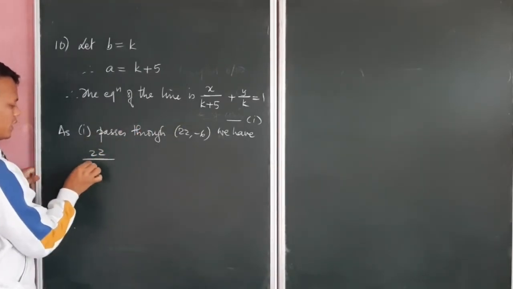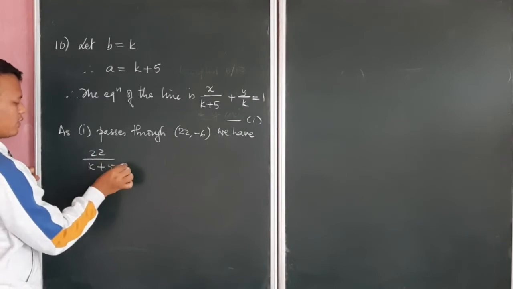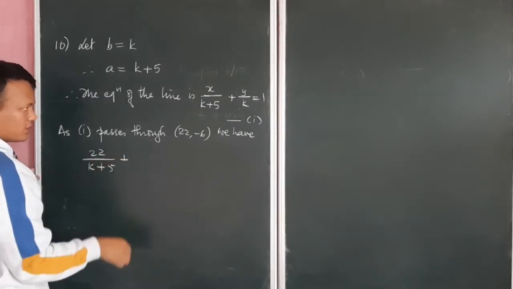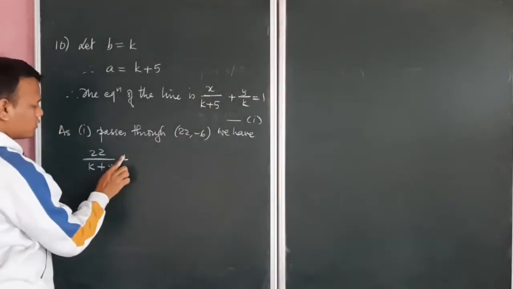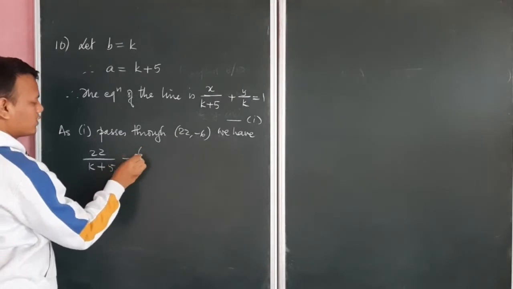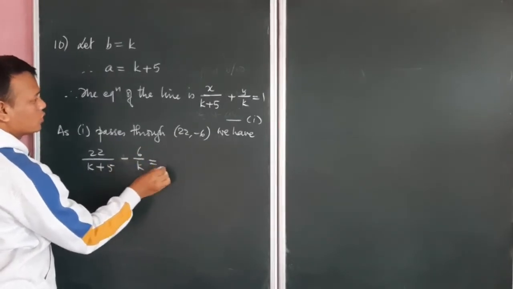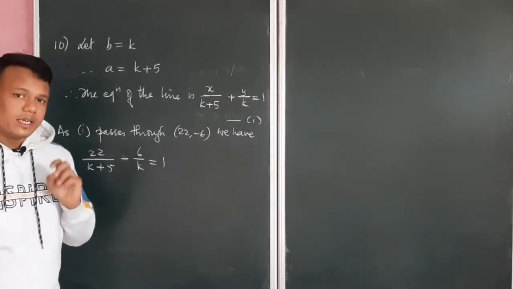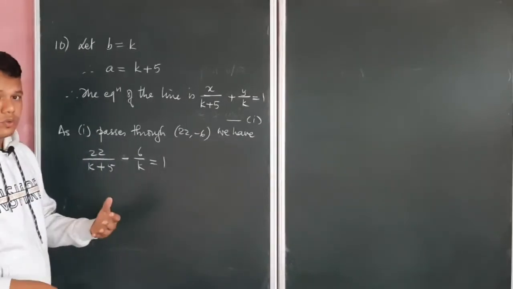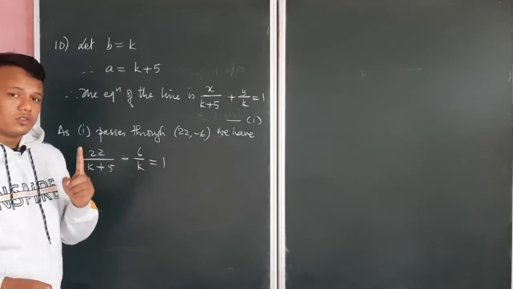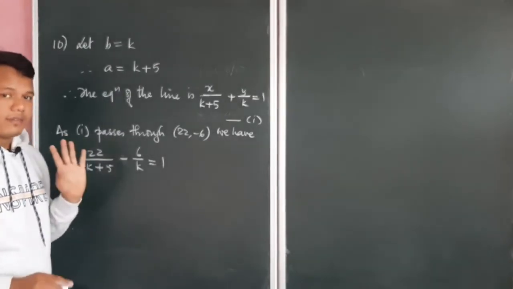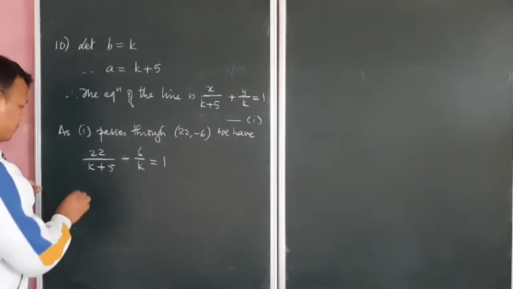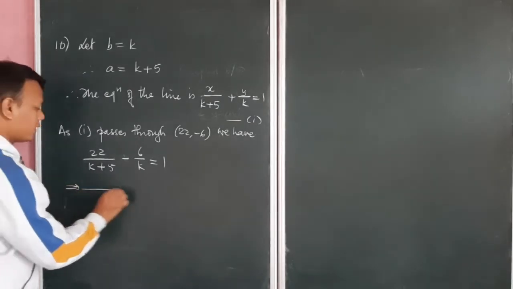22 by (k plus 5) plus (-6) by k equals 1. From here you will arrive at a quadratic equation. You will solve the quadratic equation and find the value of k by yourself. So let's quickly arrive at the quadratic equation.